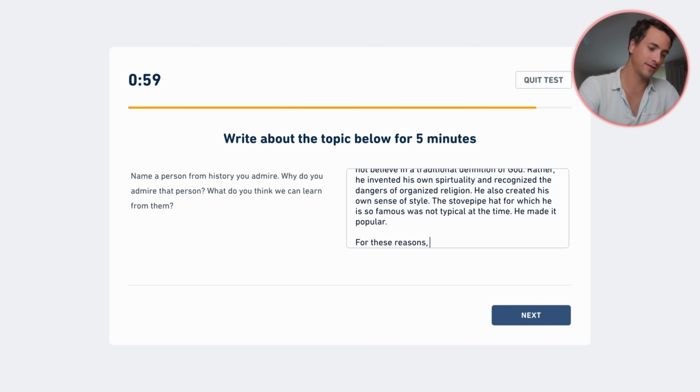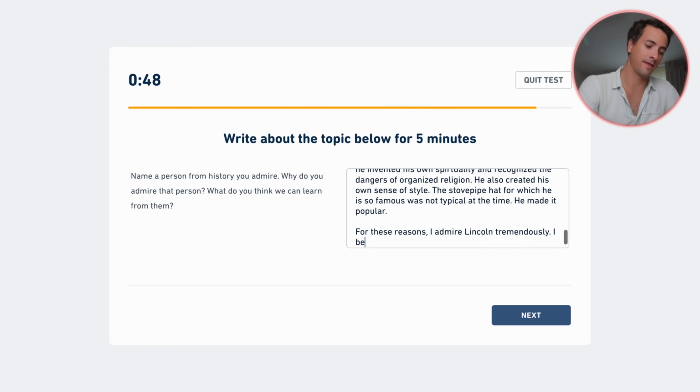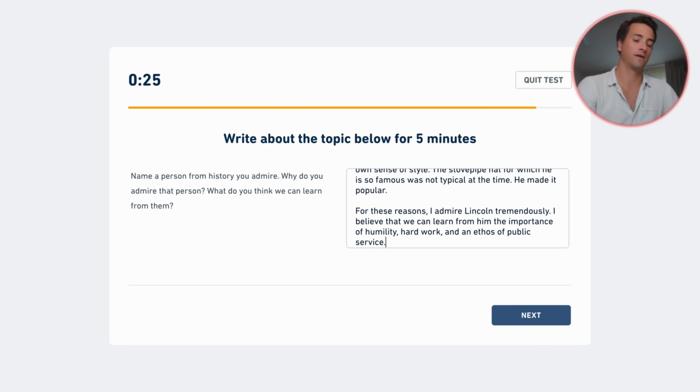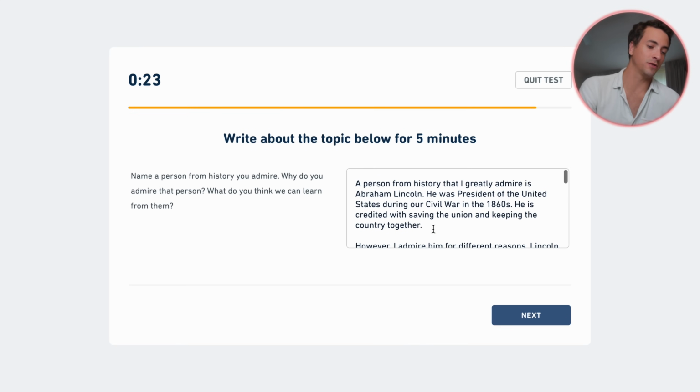For these reasons, I admire Lincoln tremendously. I believe that we can learn from him the importance of humility, hard work, and an ethos of public service. All right, I ideally would save around a minute to proofread, but that's okay. I'll use whatever time I have.